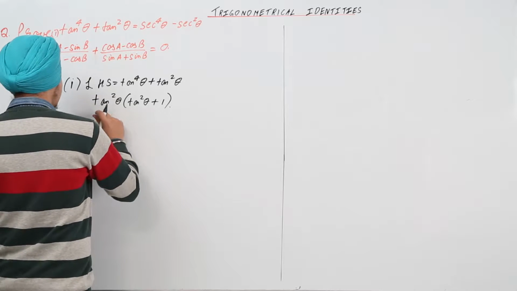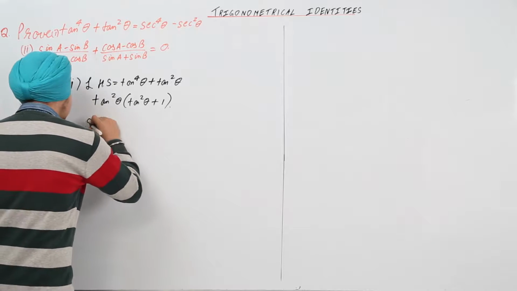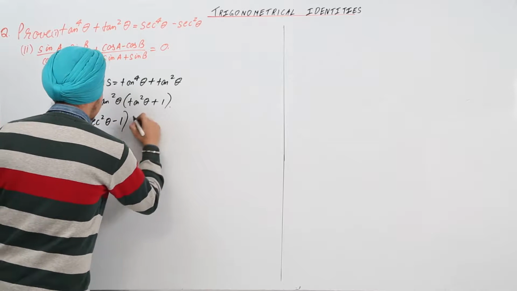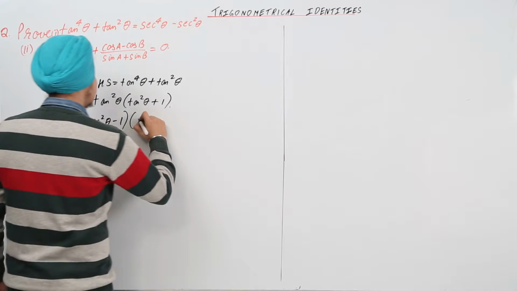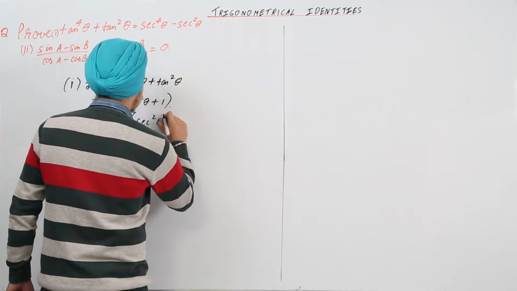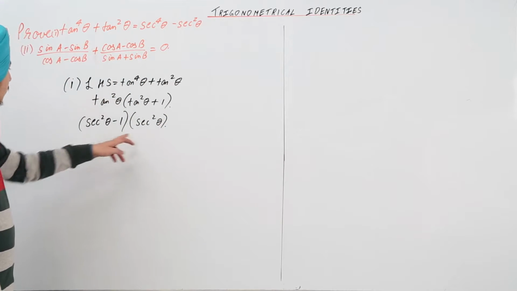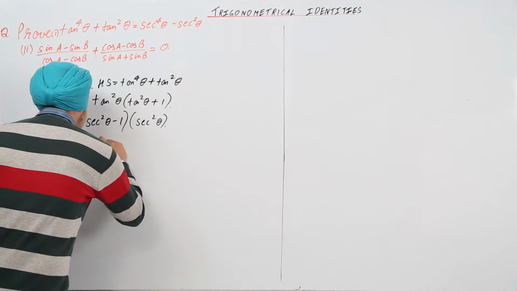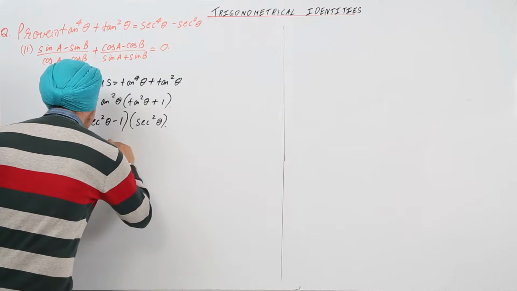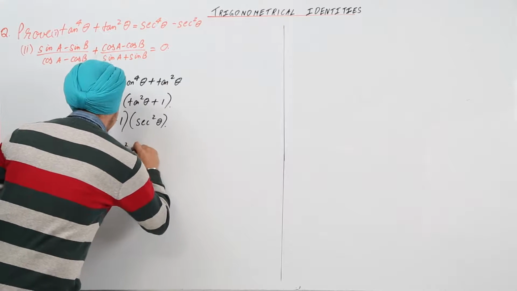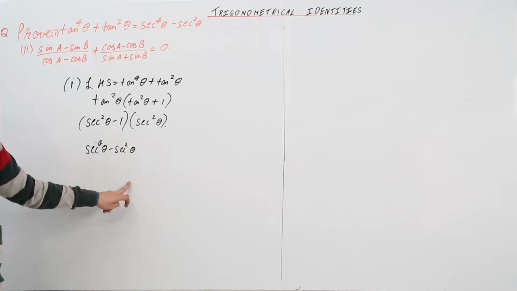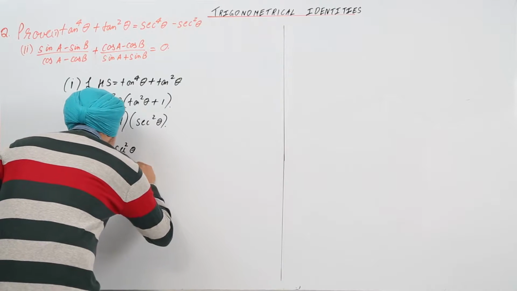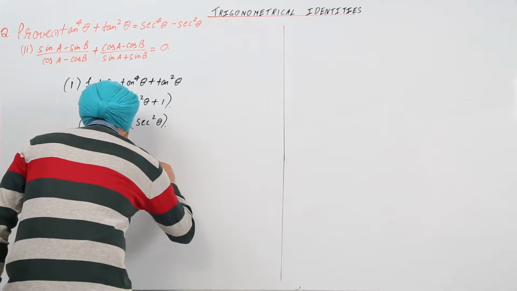So now over here what I do is I write this tan square theta as secant square theta minus 1, into tan square theta plus 1 which is secant square theta. Okay, now I'll just multiply or open these brackets, so this will become secant raised to power 4 theta minus secant square theta. Am I right? This is the RHS. So RHS is equal to LHS, hence proved.